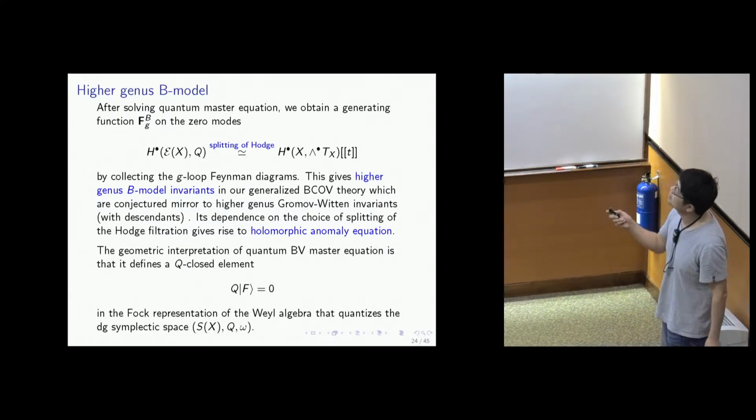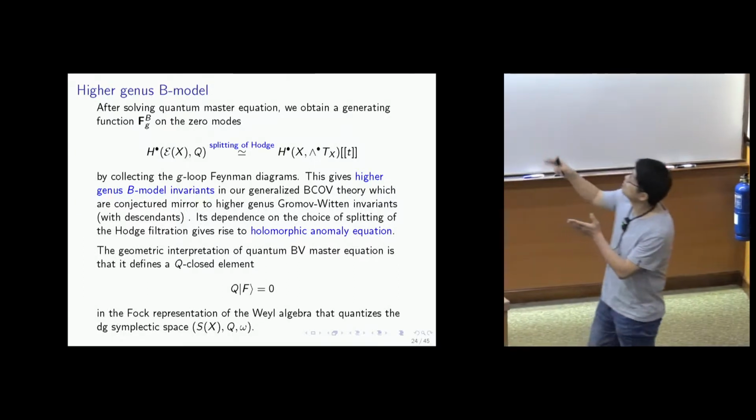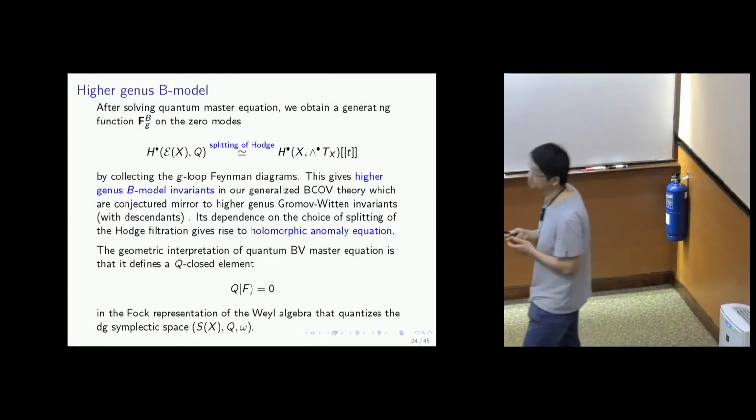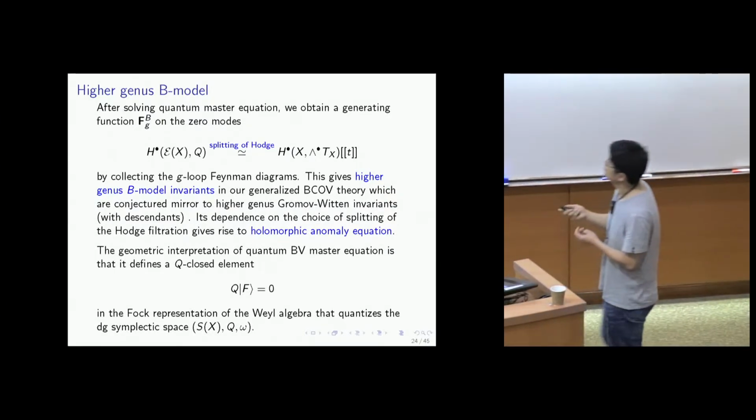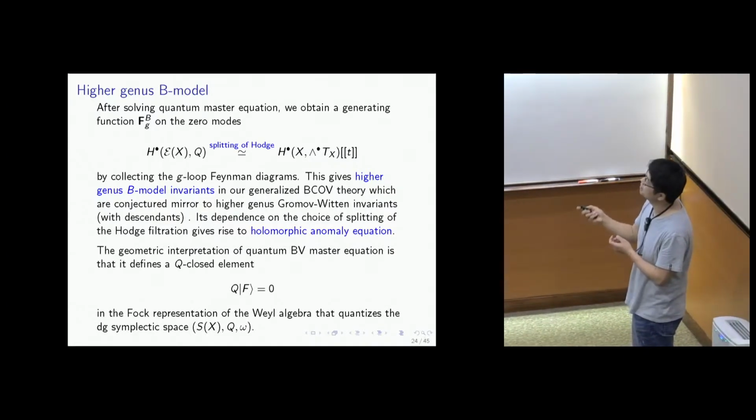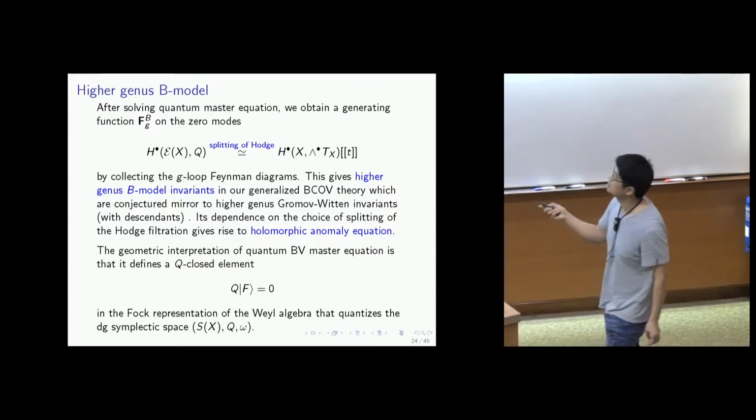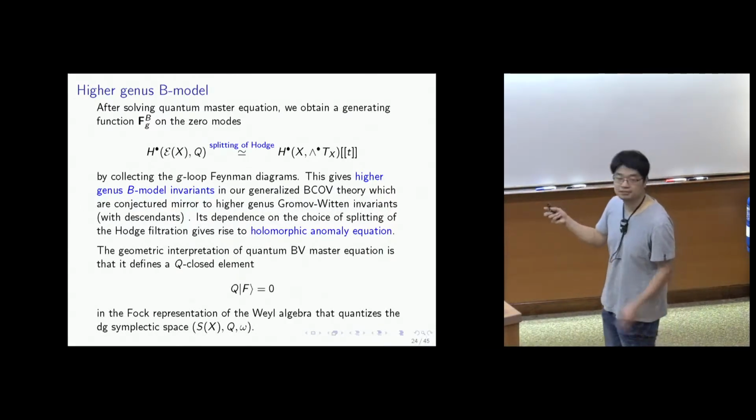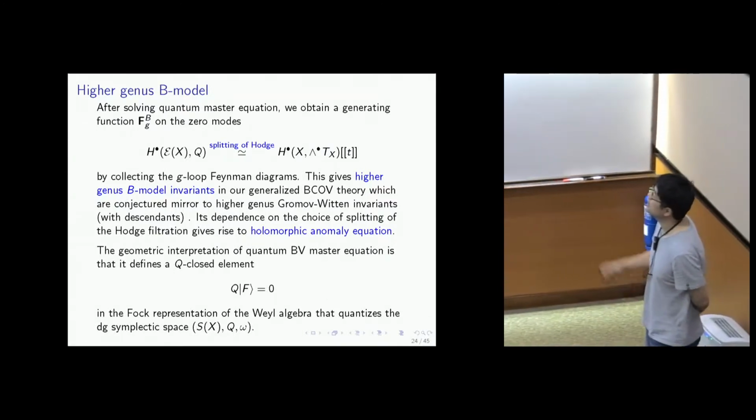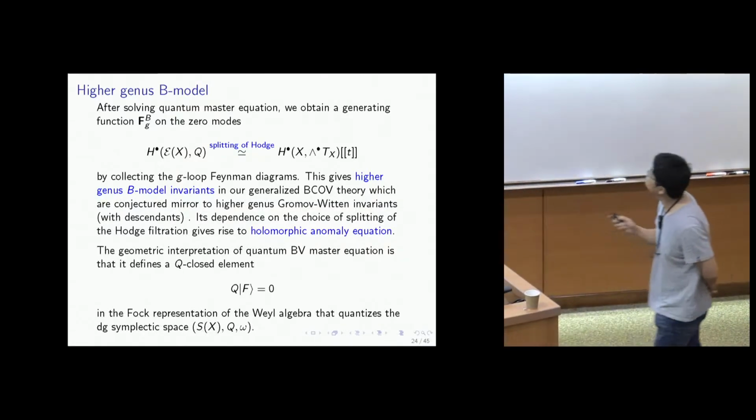And here I would like to mention that splitting is a choice. If you choose different splitting, the numbers you get are different. And this dependence is precisely the holomorphic anomaly equation. So the geometric interpretation of this quantum master equation is that it defines a Q-closed element eventually in the Fock representation of the W algebra that quantizes the dispersionless symplectic space. And this symplectic space arises from the semi-infinite Hodge structure. And that's how this appeared in topological string field theory.